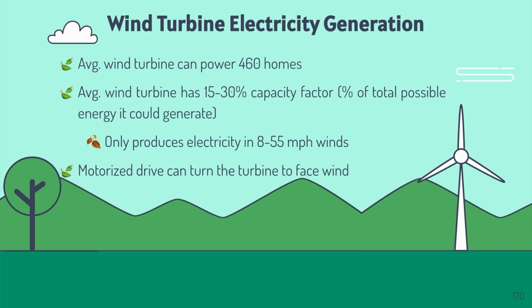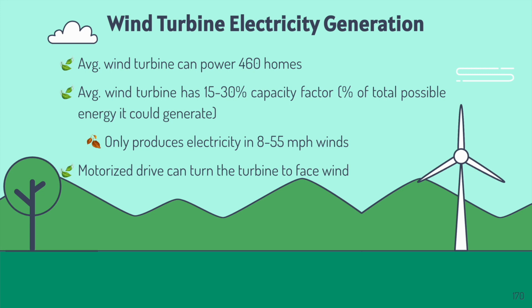So the average wind turbine can power 460 homes and has a 15 to 30% capacity factor, which is the percentage of total possible energy it could generate. Unfortunately, it only produces electricity in 8 to 55 mile per hour winds. So on days where wind speeds aren't strong enough, you're not going to get any electricity generation from a wind turbine.